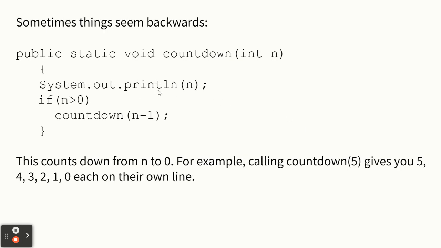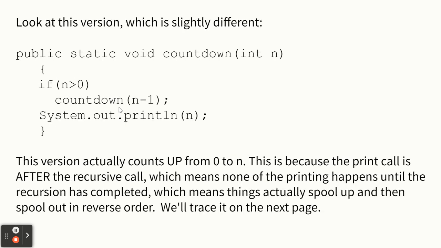This is because the print call is after the recursive call. Take a look at the difference. This one, we're printing the number and then checking if we should be recursive. This one, we're checking if we should be recursive, and then we're printing. When that happens, the printing all kind of stays on the side until all the recursion is over, and then it kind of unspools out in reverse order.